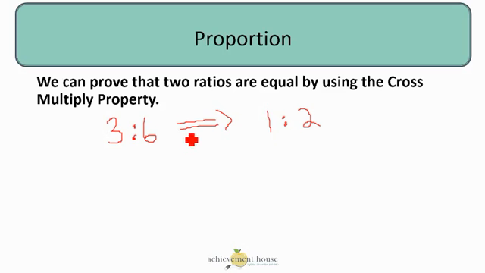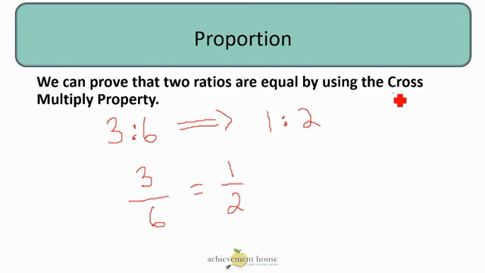I didn't change the ratio of balloons or blue balloons to red balloons. I simply rewrote the ratio in a simplified way, or a smaller proportion. So I can write this as 3 to 6 is equal to 1 to 2. Now, how can we prove that?